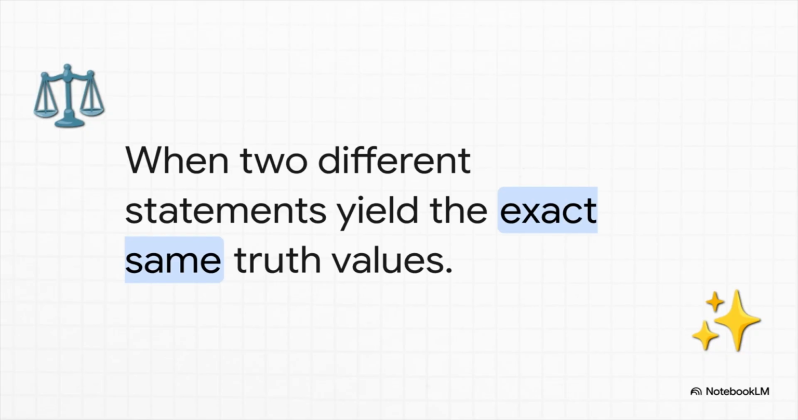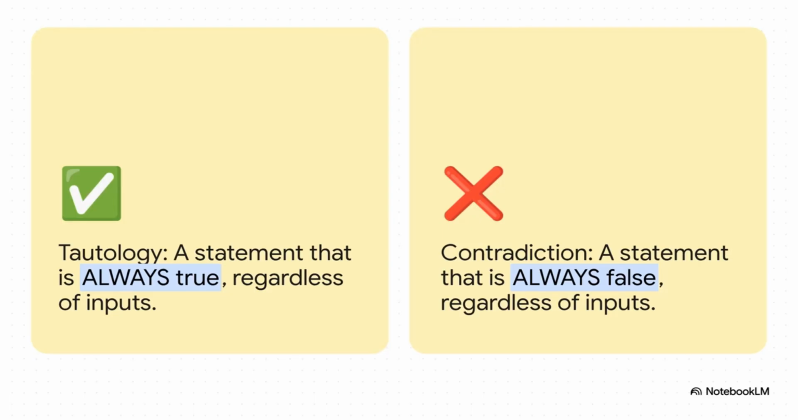perfectly on a scale. Even if the left side looks totally different from the right side, their fundamental value is identical. In computer science, this is a real game changer because it allows programmers to take complex, messy code and simplify it into equivalent statements that run way, way faster. But what happens when the scales don't balance?